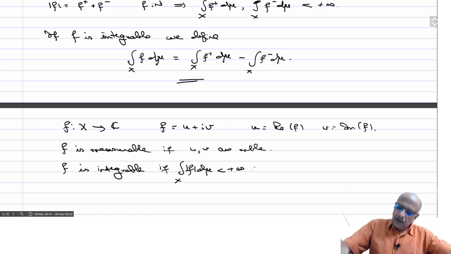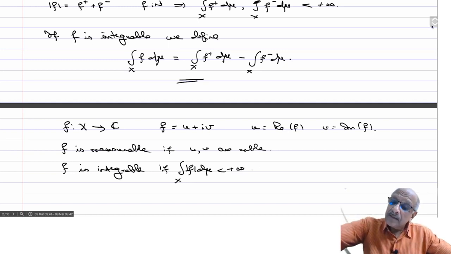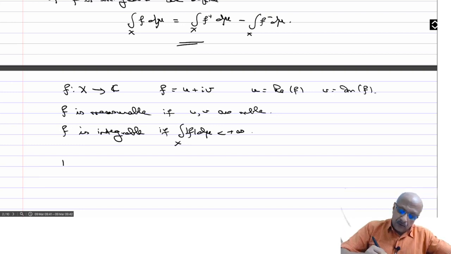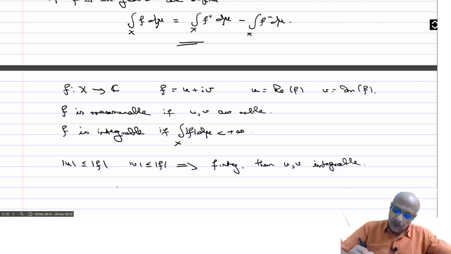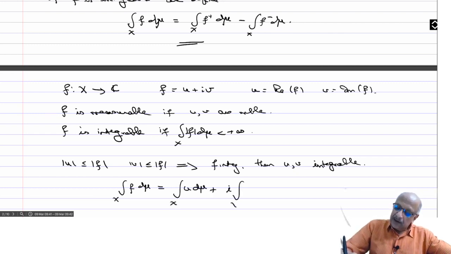Same definition. So if f is integrable, then mod u is obviously less than or equal to mod f, and mod v is less than or equal to mod f, and therefore this implies that if f is integrable, then u and v are also integrable. And now we can define integral f dμ over X, by the linearity question again, as integral u dμ over X plus i times integral over X v dμ.